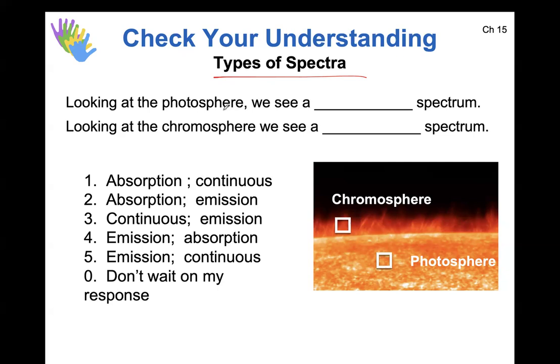So looking at the photosphere, we see blank spectrum. Looking at the chromosphere, we see blank spectrum. So what word should go here in order? Should it be absorption and then continuous? Absorption and emission? Continuous and emission? Emission and absorption? Or emission and continuous? So what would be the correct one? The first one corresponds to photosphere, second one to chromosphere. So which of these options is right?